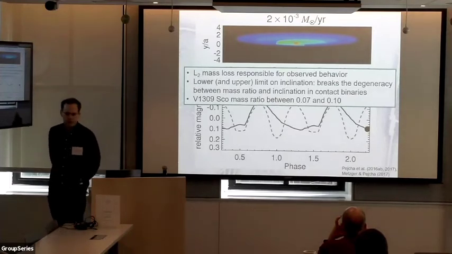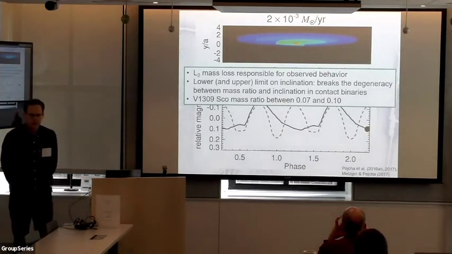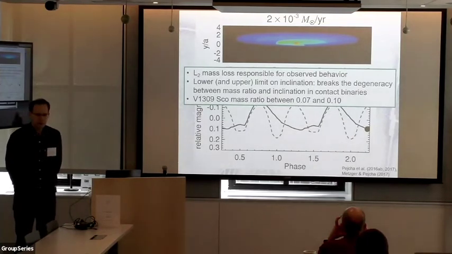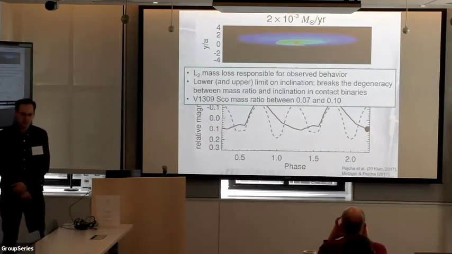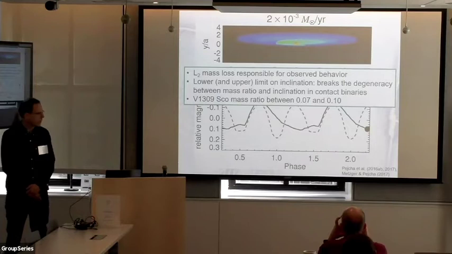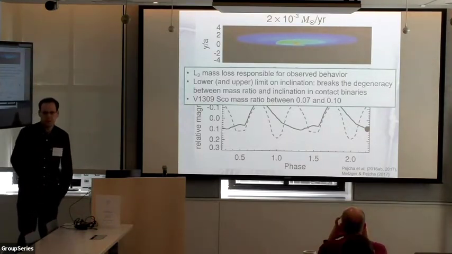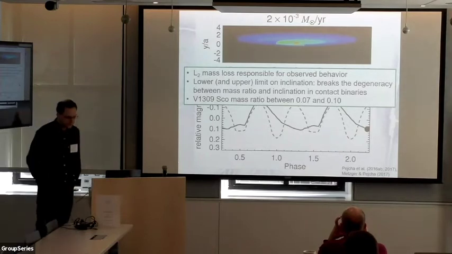And this also allows us to do certain things. So this only works for a certain range of inclinations, like 60 to 85 degrees. And this allows us to break the degeneracy between mass ratio and inclination in light curves of contact binaries, and gives us a mass ratio of this object between 0.07 and 0.10.